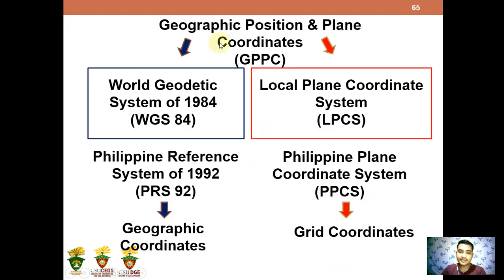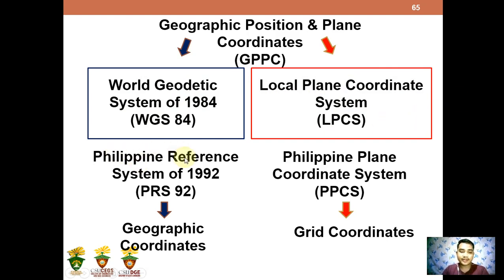So in the Philippines, we have geographic position and plane coordinates or GPPC no. So nahati ni siya sa duha, which is naka WGS 84 or World Geodetic System of 1984. And kani pod siya is Local Plane Coordinate System or LPCS. Mao na siya ang mga naka-northings, naka-eastings, based siya sa zoning no sa UTM, naka-UTM ni siya.